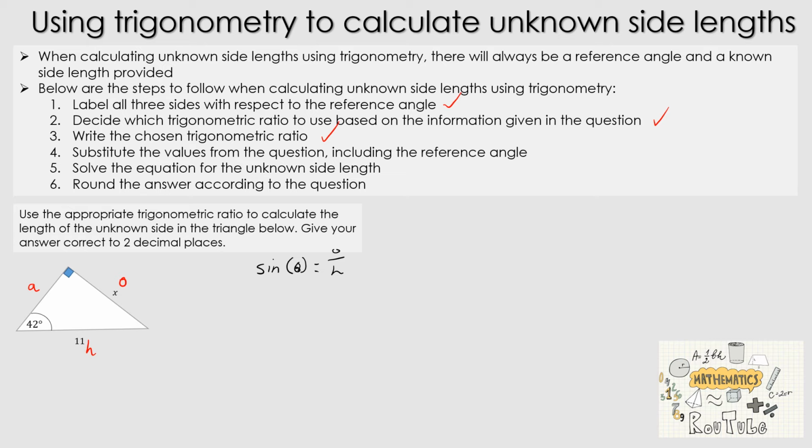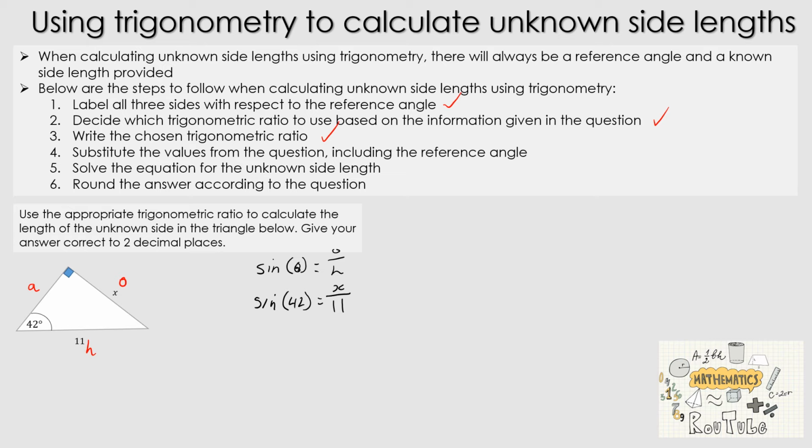Step 4, substitute the values from the question, including the reference angle. Okay, so now, instead of writing sine theta, we've now got the angle, which is 42 degrees. So sine 42 is equal to x, which was O, x over 11. Now you'll notice that the variable is on the top of the fraction. So when the variable is on the top of the fraction, it's actually a little bit simpler to work out. Okay, so let's have a look. Let's tick off number 4.